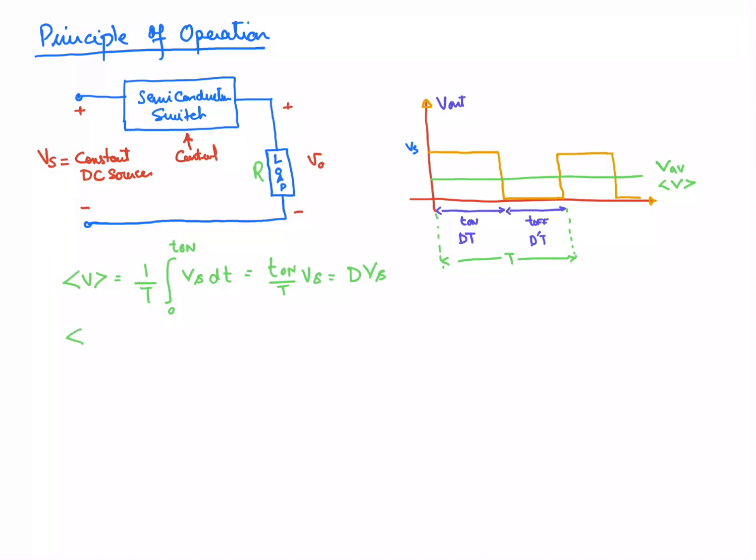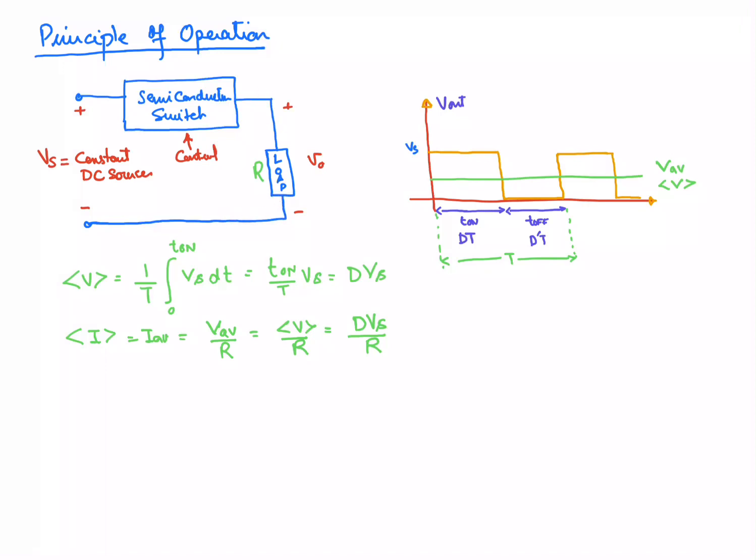Now, if I want to calculate the average current at the output, we can simply calculate it by taking the average value of the voltage divided by the resistance. That can also be written like this: D into Vs, where Vs is your supply voltage, divided by R. So, you will get the average current through your load resistance R.